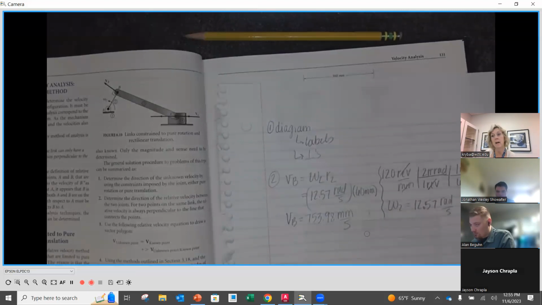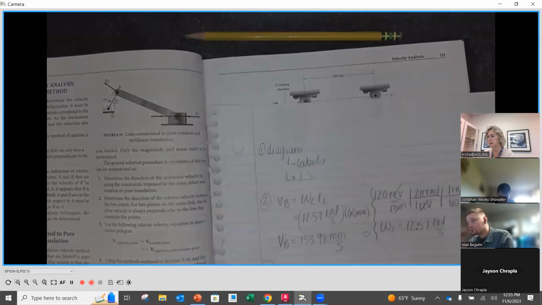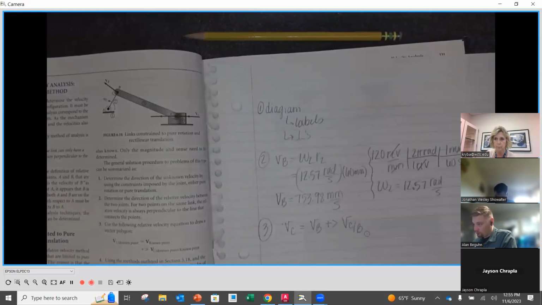All right, now that's not a final answer, but that's the magnitude of the one known value that we need in our vector equation. So that's our step number 3. We need to go back to here. We have to determine what the velocity of C is, knowing everything about B, and then passing through our connecting rod, which is the C relative to B. So velocity of C is going to be equal to the velocity of B plus vectorially the velocity of C relative to B.